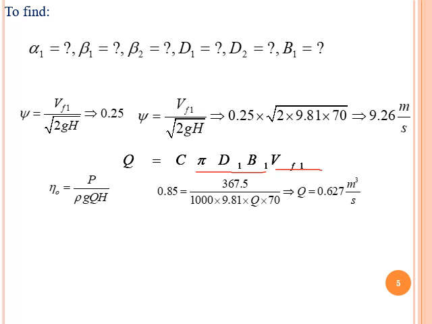367.5 kilowatt. The density of the water is 1000. G value is equal to 9.81. Q is unknown and head H is equal to 70. So by the simplification of this expression, the Q value or discharge is calculated as 0.627 meter cube per second.